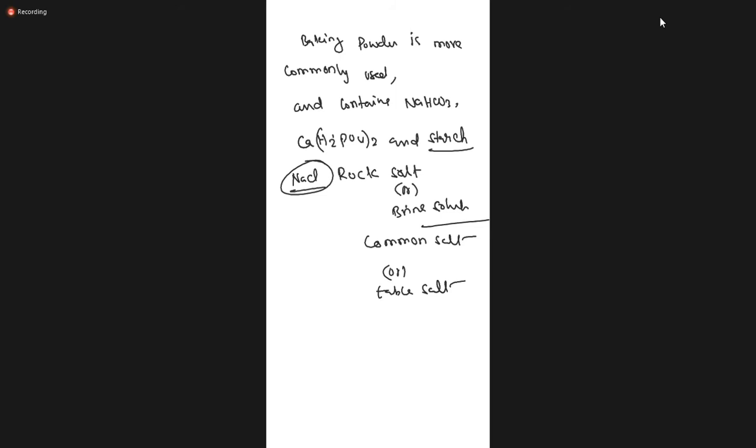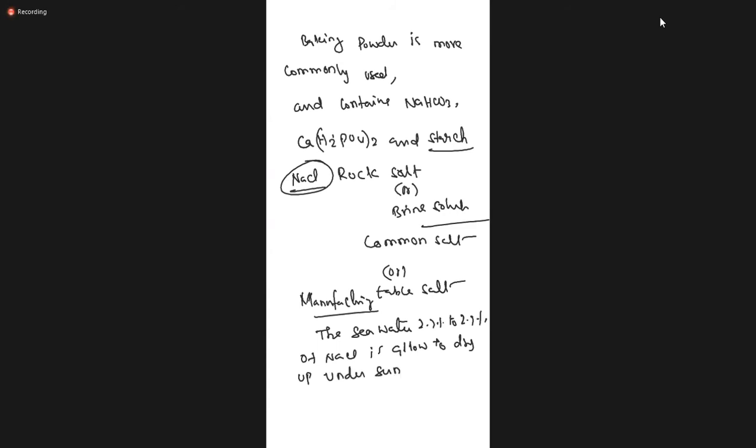What is the manufacturing of NaCl? Generally, it is obtained from seawater. Seawater containing 2.7 to 2.9 percent NaCl is allowed to dry up under summer heat in small tanks or pits.